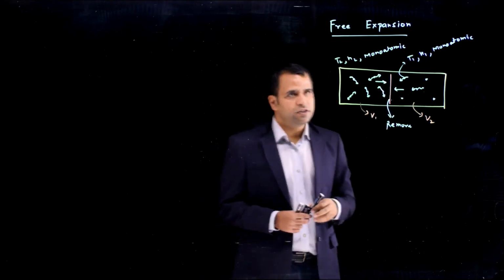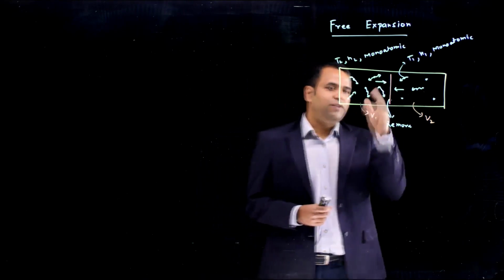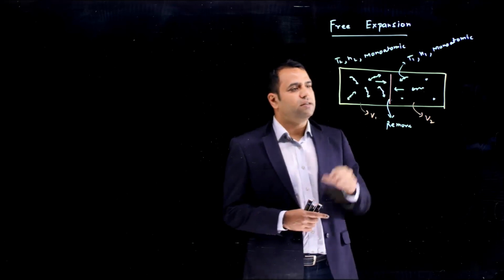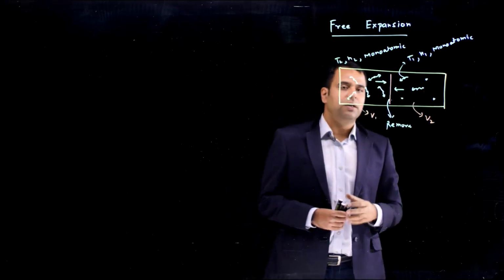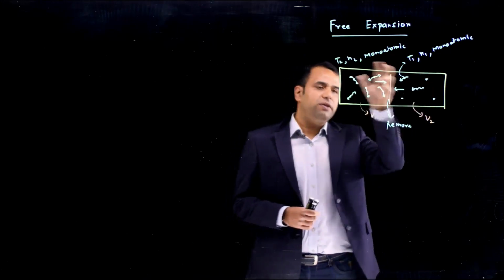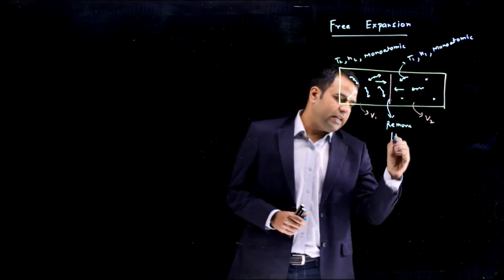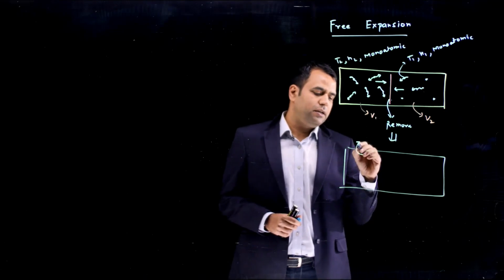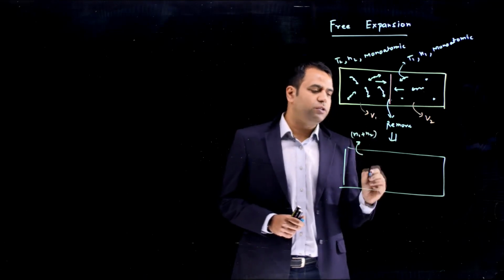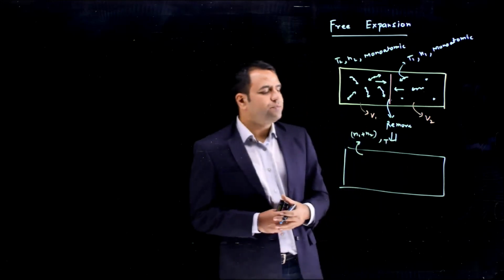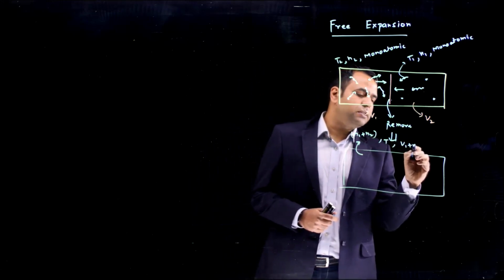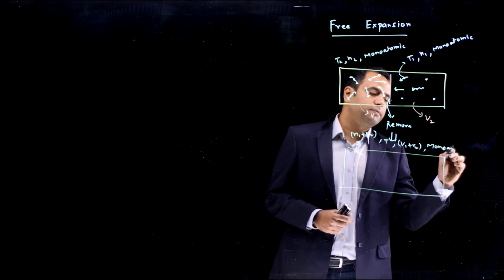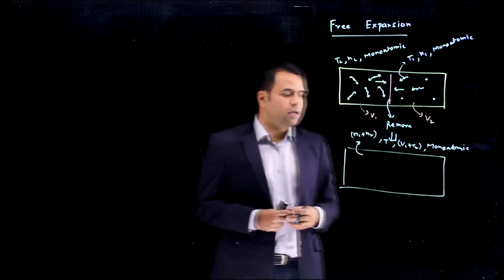So after removing this divider, the N1 number of moles will occupy the V1 plus V2 volume. Similarly, the N2 number of moles, which was in this chamber, will also occupy the V1 plus V2 volume, meaning they will occupy the whole volume. So after removing it, we'll have the combined chamber with N1 plus N2 number of moles. The temperature will be something, T, it will change, and the total volume will become V1 plus V2. Obviously the gas will remain monatomic because both were monatomic.